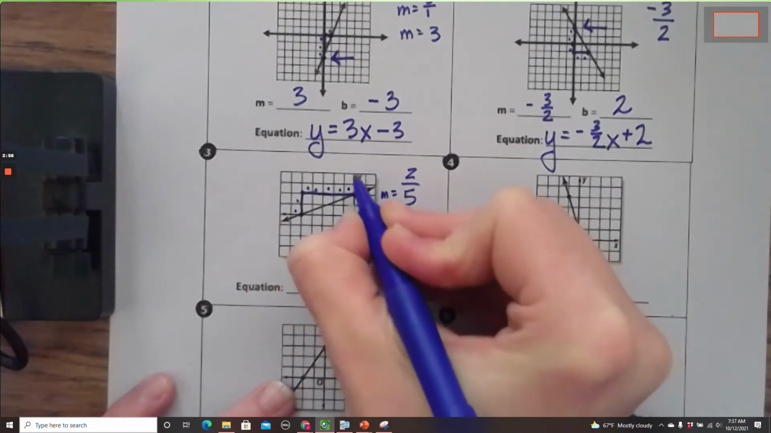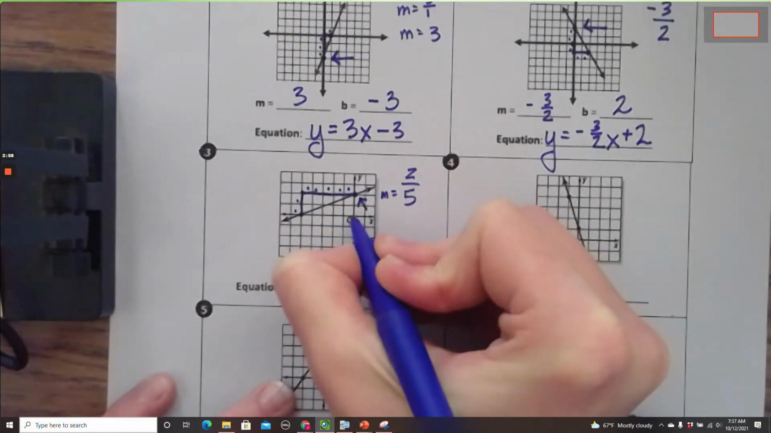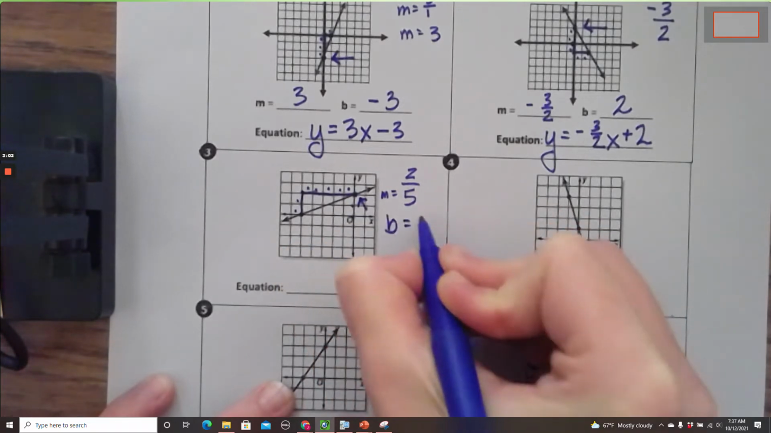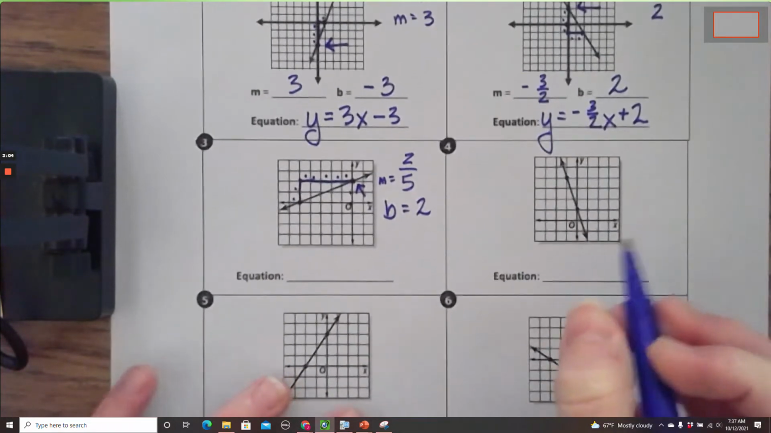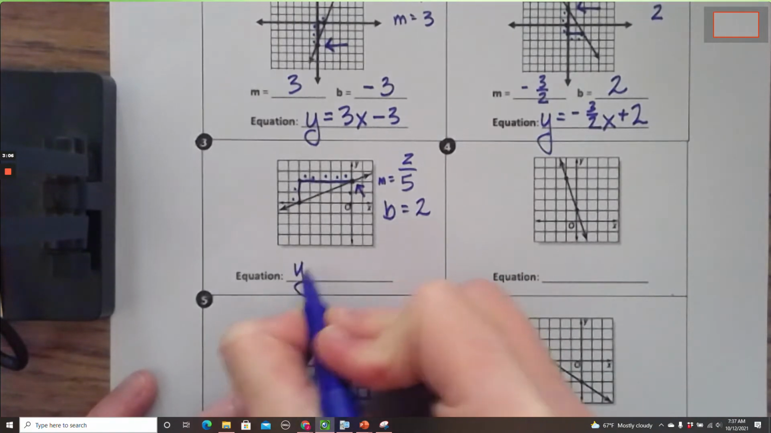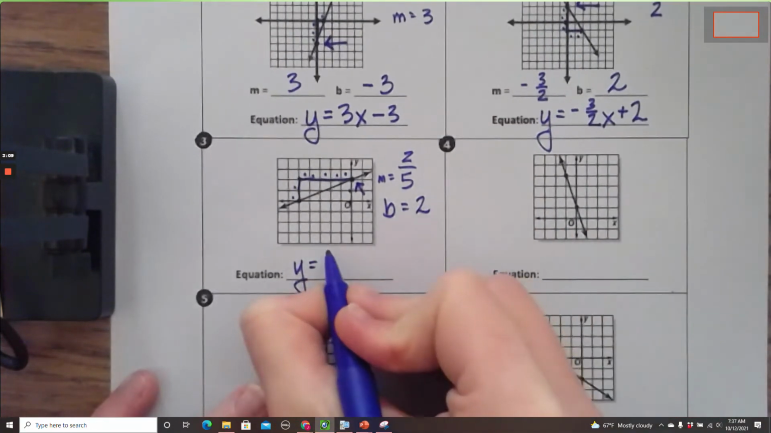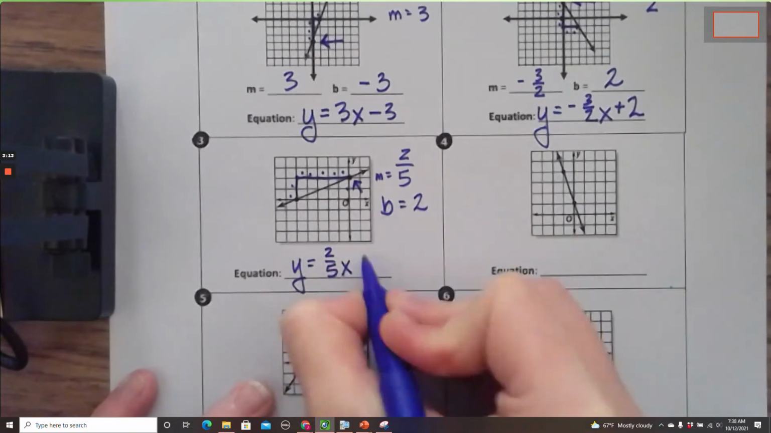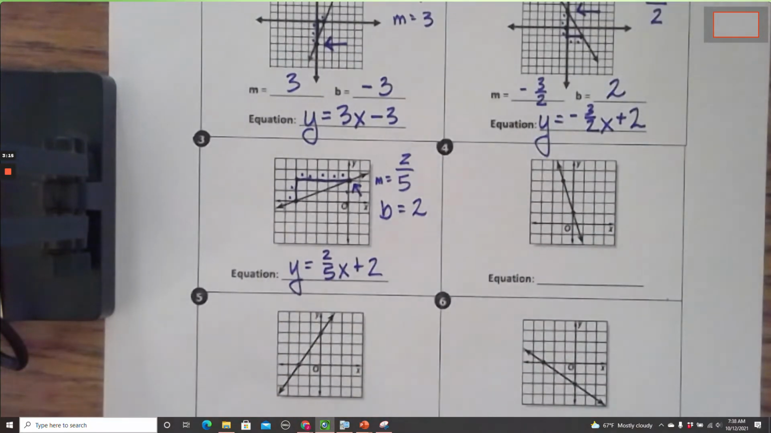This is my y-intercept. It's where my graph line crosses the y-axis. So here's my origin, and I go up 2. So my y-intercept is a positive 2. So my equation always starts with y equals, slope comes first, then the x, then my y-intercept.